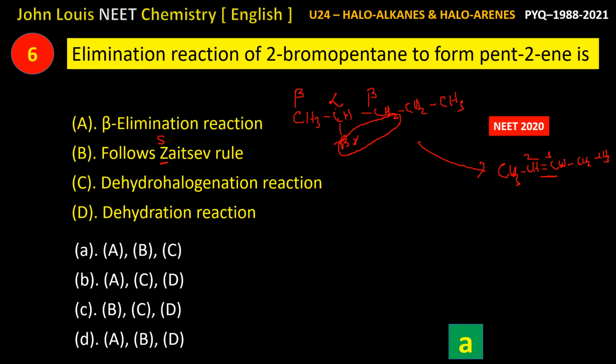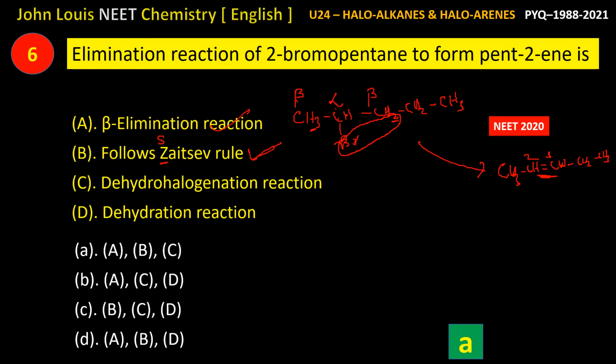So here this beta carbon has only 2 hydrogens. This beta carbon has 3 hydrogens. If the hydrogen is eliminated from the beta carbon having fewer hydrogens, that is Zaitsev's rule. If hydrogen is eliminated along with this bromine from the carbon having more hydrogens, that is known as Hofmann's rule. Here the product formed is pent-2-ene. Therefore the double bond is between the second carbon and third carbon. Therefore only this HBr is eliminated, so it follows Zaitsev's rule. So it is a beta elimination reaction, and it is Zaitsev's rule.